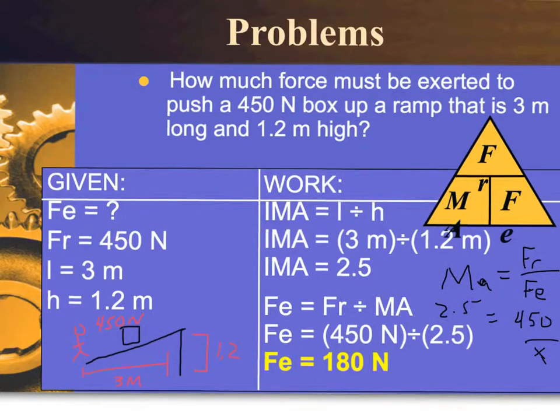So, if we remember that our equation for our mechanical advantage is resistant force divided by effort force, and we've calculated our mechanical advantage as being 2.5, we know from our problem that 450 is our resistant force. We need to solve for our effort force. So we get x times 2.5, and we get 2.5x equals 450. We take our 450, divide it by the 2.5, and x would be 180 newtons for our effort force.